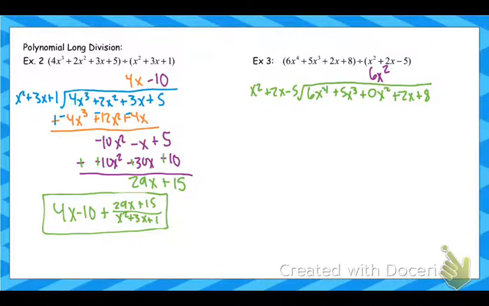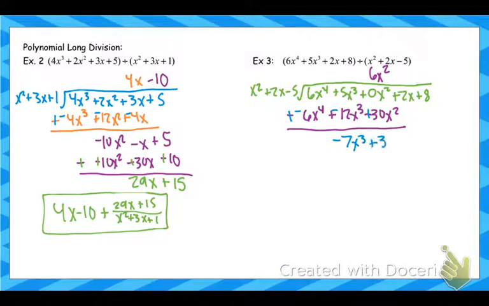So what I get, I'm going to take that and multiply it by every term on the left. So that's 6x to the fourth plus 12x cubed minus 30x squared. Then I'm going to subtract the entire polynomial. So again, I'm going to change the signs. I'm going to change it to plus, negative, negative, positive. So this is negative 7x cubed plus 30x squared. Bring down the 2x. Then we do it again.